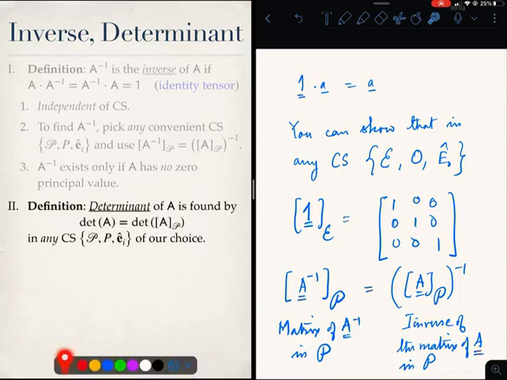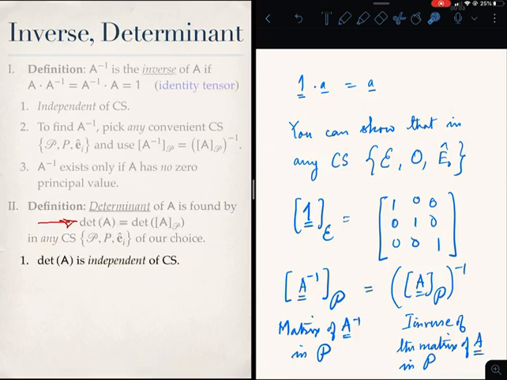Okay, let's come to the determinant. The determinant of a tensor A is found by this formula. The determinant of the tensor A is simply the determinant of the matrix of A in any coordinate system. That means that the determinant of A is independent of the coordinate system. If I give you a tensor A, pick your favorite coordinate system, compute a determinant of the matrix of A in that coordinate system, and that is the determinant of A in any coordinate system.